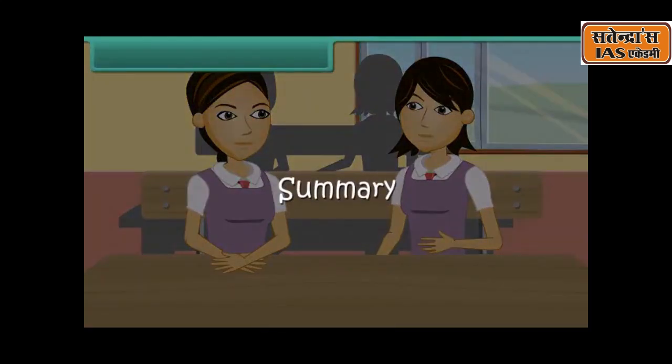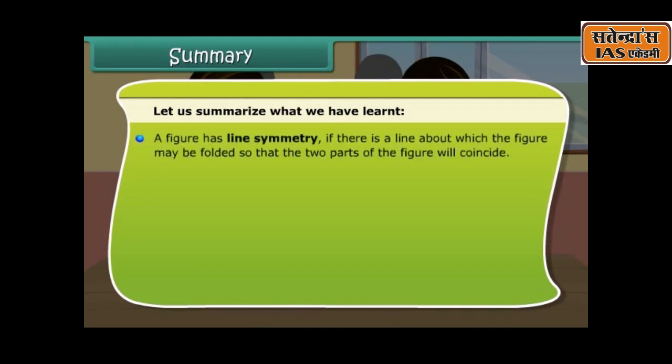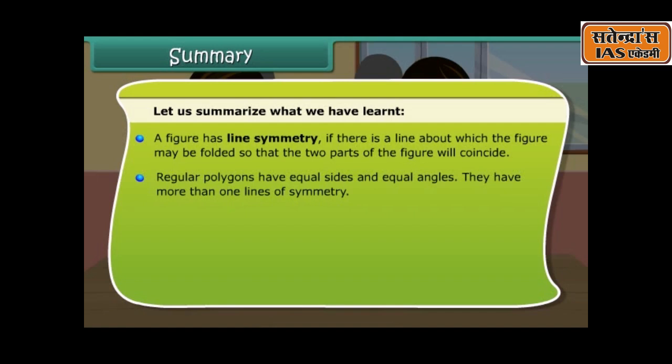Summary. Let us summarize what we have learned. A figure has line symmetry if there is a line about which the figure may be folded so that the 2 parts of the figure will coincide. Regular polygons have equal sides and equal angles. They have more than 1 line of symmetry.